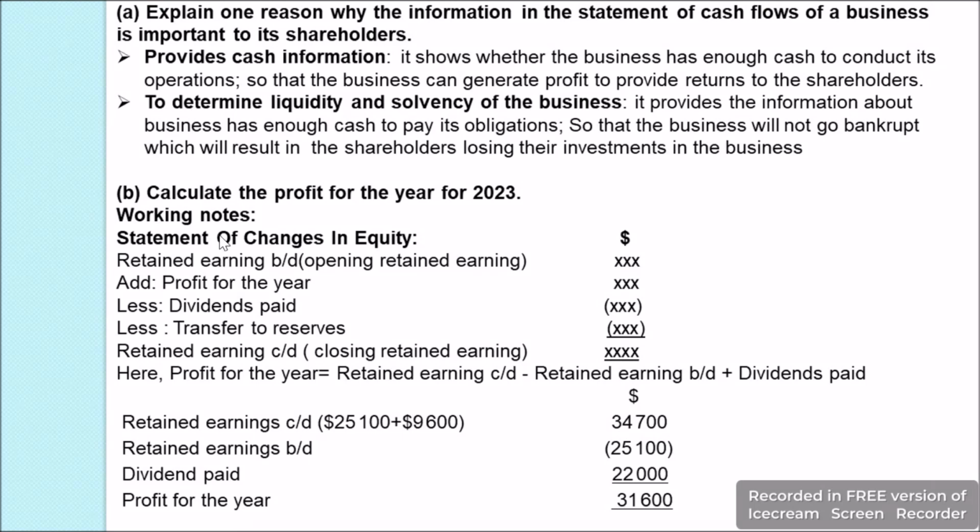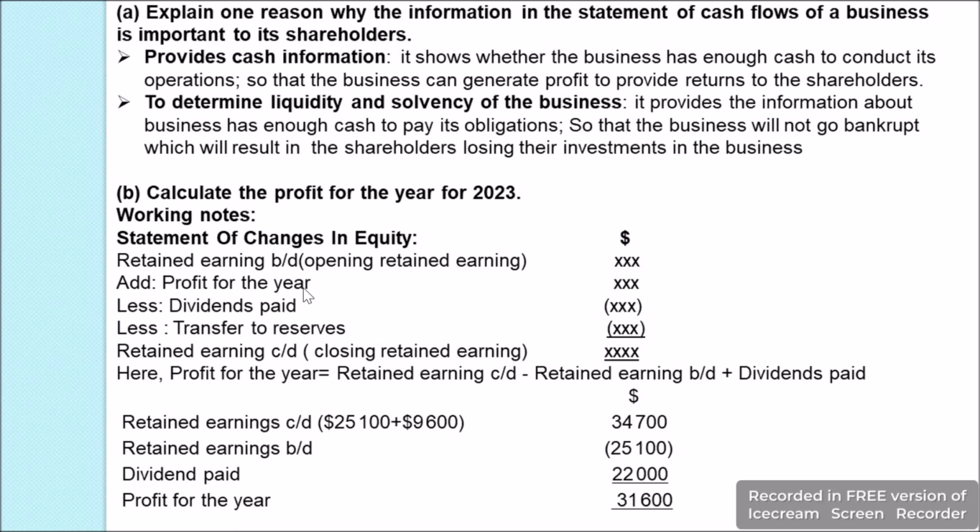In the (b) bit of the question, we are asked to calculate the profit for the year for 2023. We'll start with our working notes, beginning with the statement of changes in equity. In the statement of changes in equity, we take the opening retained earnings, add the profit for the year, and subtract the dividends which are paid. If there are any transfers to reserves, like transfer to general reserves, we subtract that. And then we get the closing retained earnings.